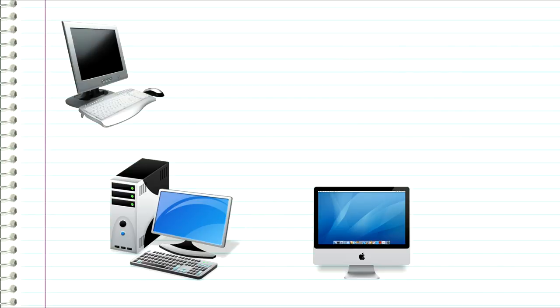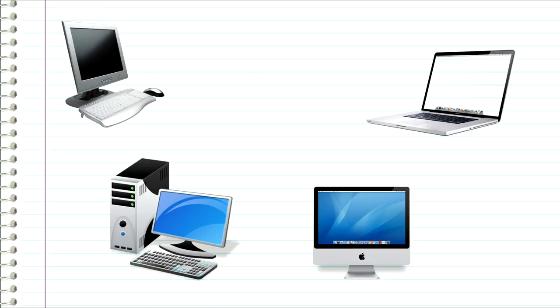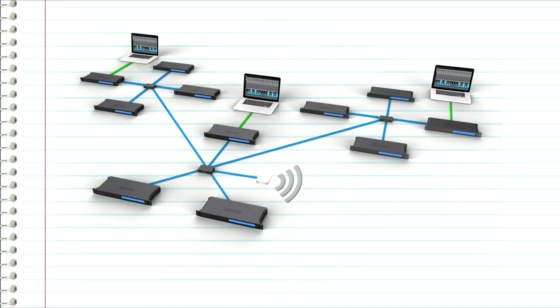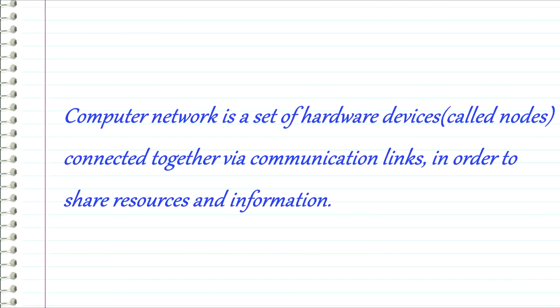Well, the same goes with computers. We connect more computers together to form a network. So we can define a computer network as a set of hardware devices, called nodes, connected together by communication links in order to share resources and information. It sounds okay, right? But let's slow down a bit.